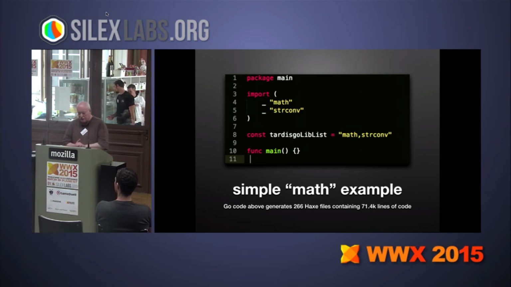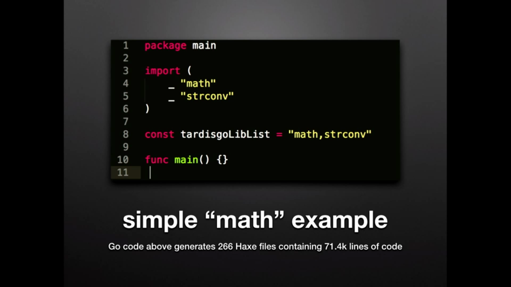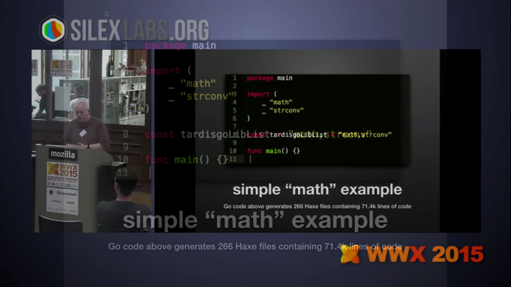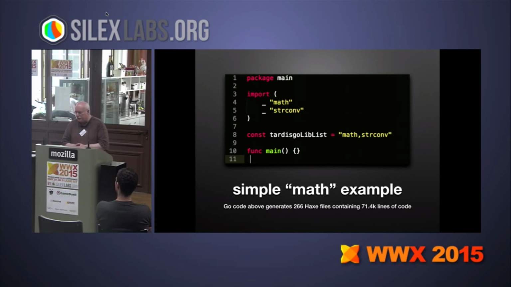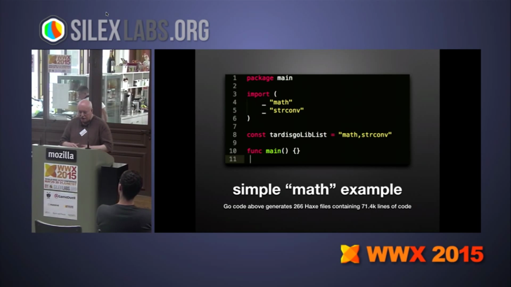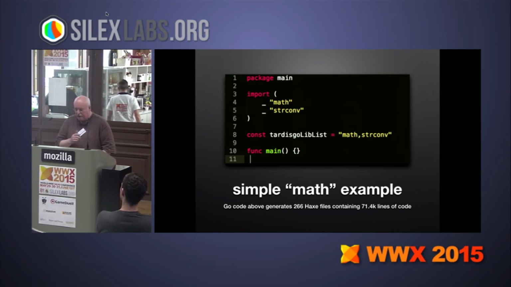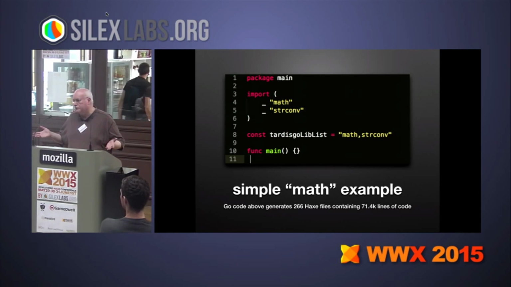Okay, so here's a little example. This is a Go program. It's possibly the least exciting Go program you're ever going to see, because it doesn't actually do anything. All it does is pull in a couple of libraries, and then on line 8, a little bit of magic inside TARDIS Go to say don't do dead code elimination on these libraries so that they pass through. And then we need to have func main, because Go says you always have to have func main.